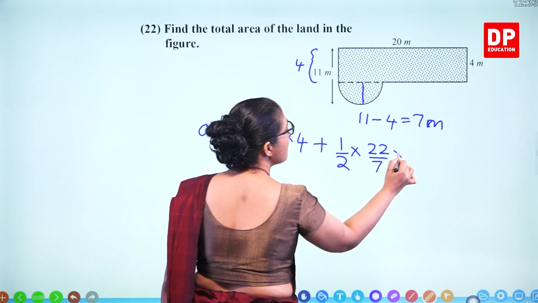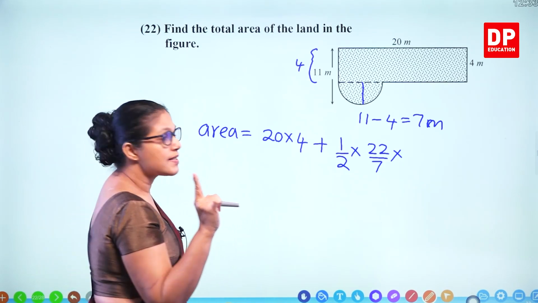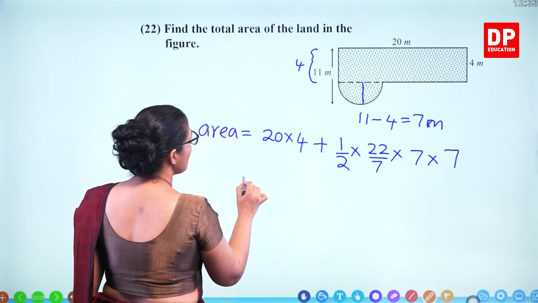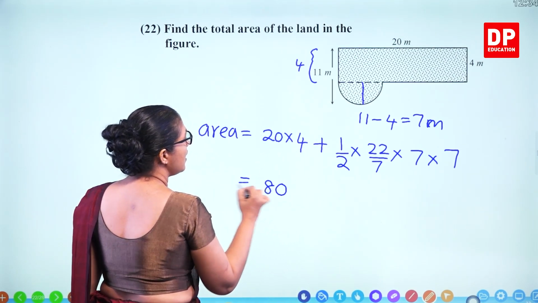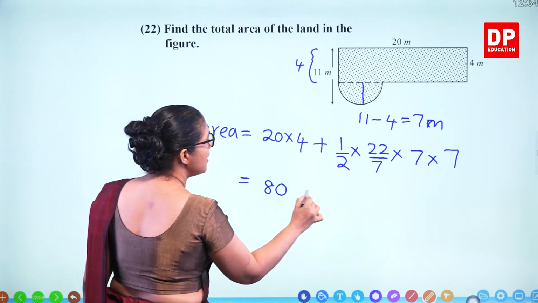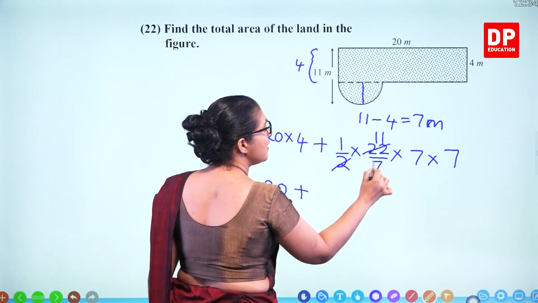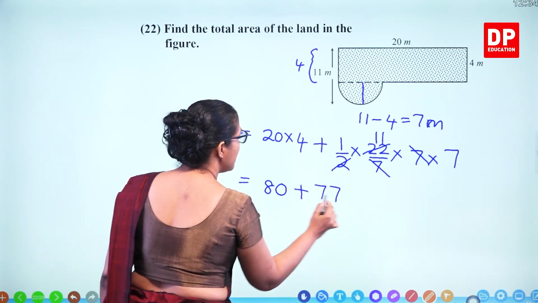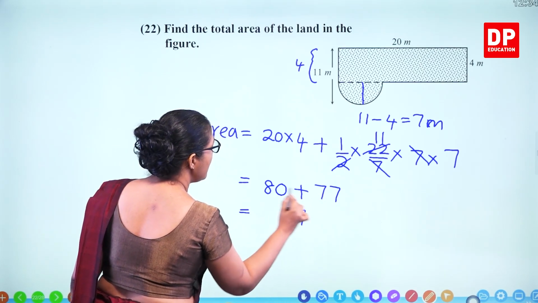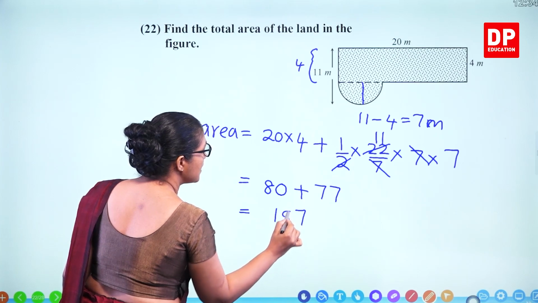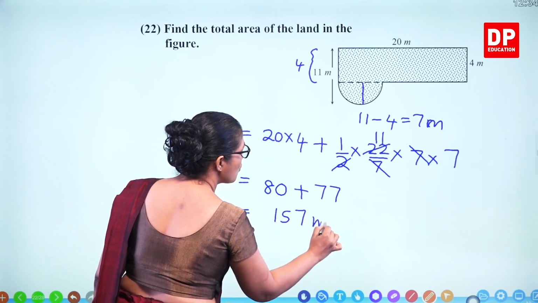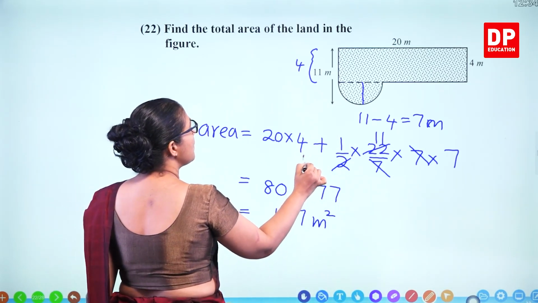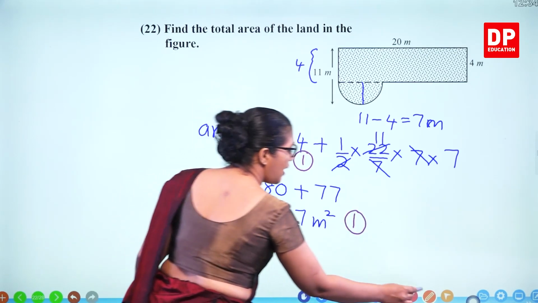pi is 22 over 7, r squared. R is 7 here, 7 into 7. So what's the value? 4 times 20 is 80 here, and 2 and 22, 11, and 1, 7 get cancelled out. 11 times 7, 77. So the answer is 77, and 80 plus 77, 157. So 157 square meters. So you get 2 marks, method mark here and accuracy mark.